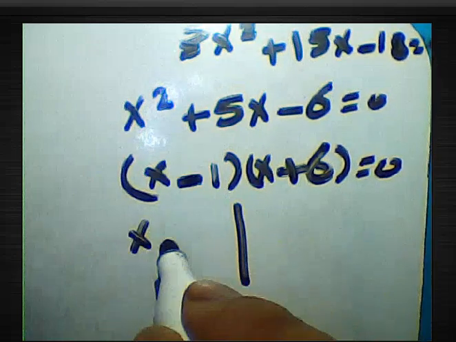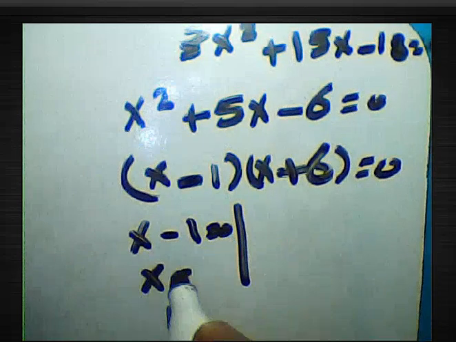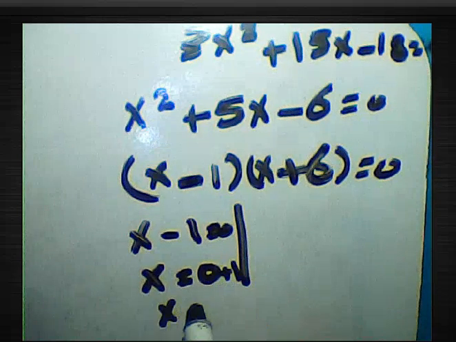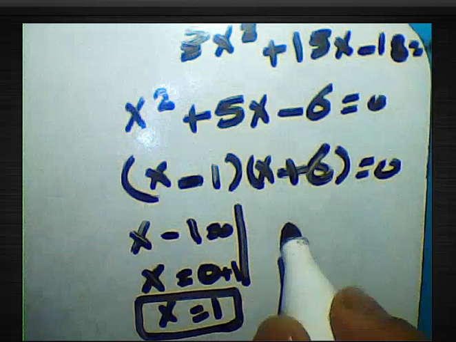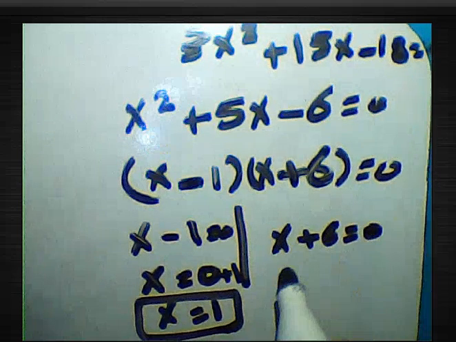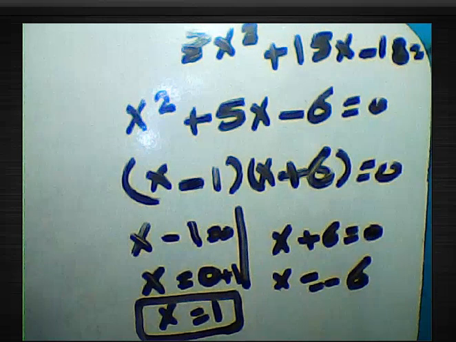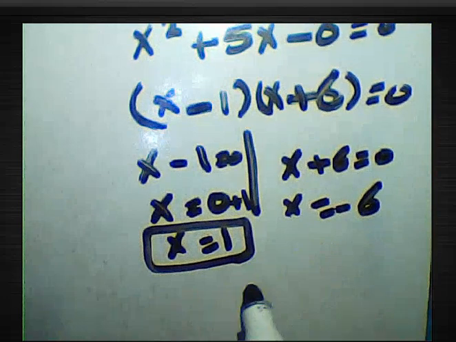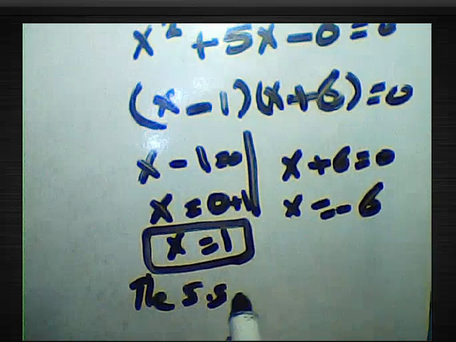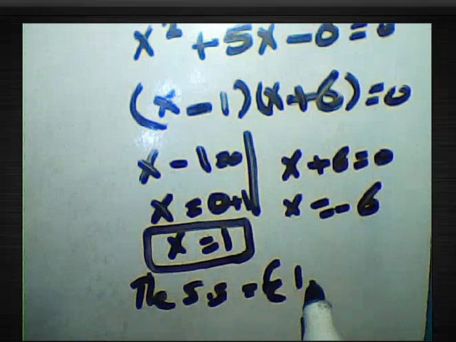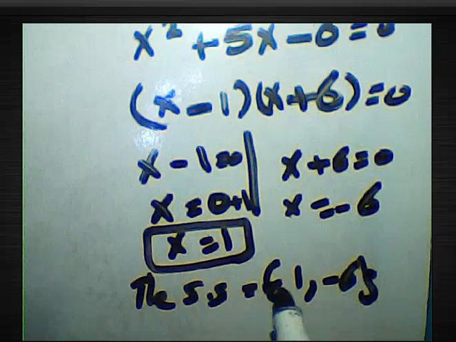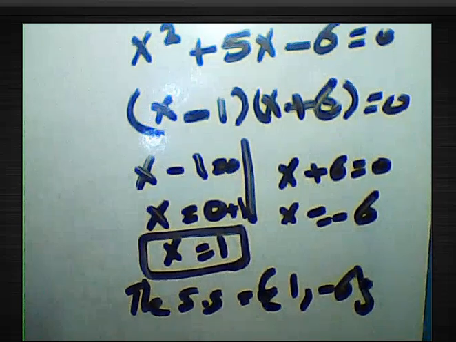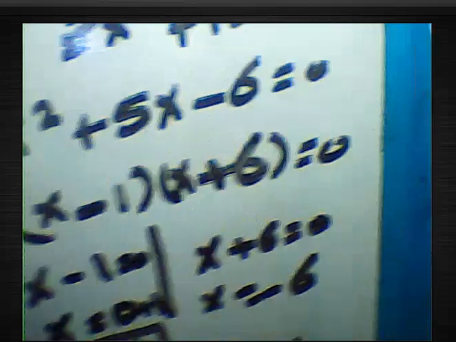Then x minus 1 equals 0, so x equals 0 plus 1, x equals 1, and x plus 6 equals 0, then x equals negative 6. Then the solution set will be 1 and negative 6. Okay, it's the solution set of this expression. It will be 1 and negative 6.